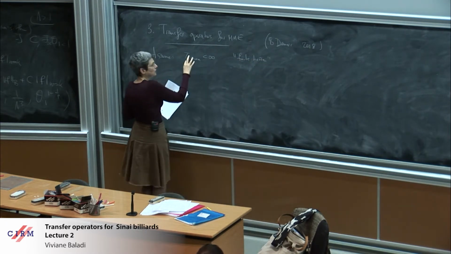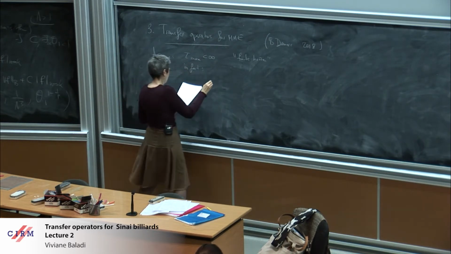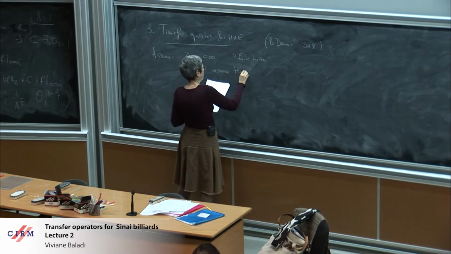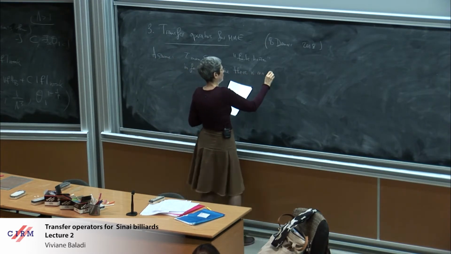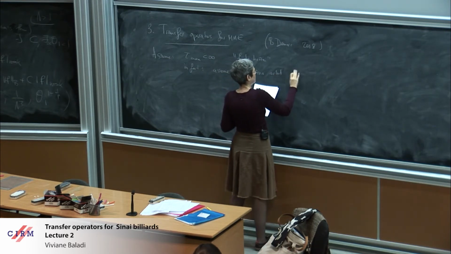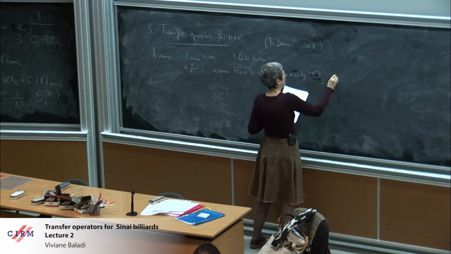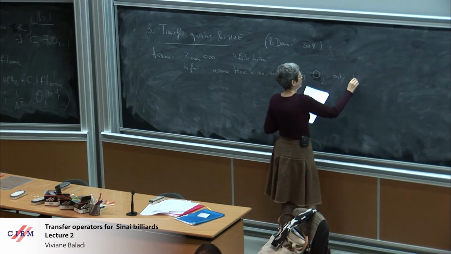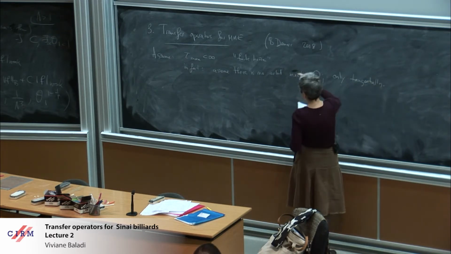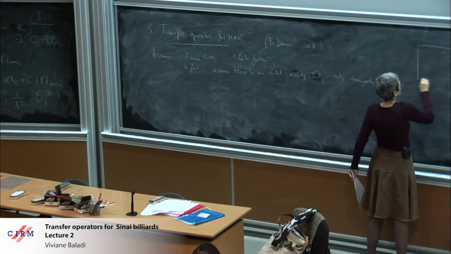And as I said, we need a little bit more. So in fact, we assume there is no orbit meeting the obstacles only tangentially. So this implies finite horizon, but it's not equivalent. Let me show you what I mean.